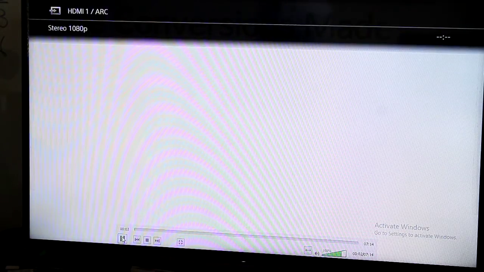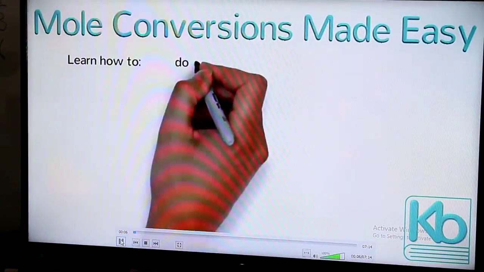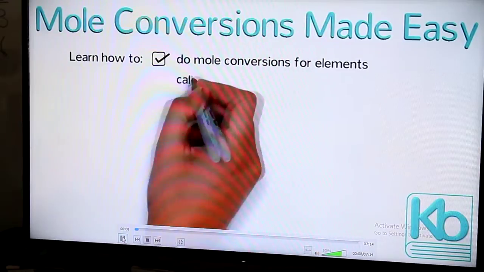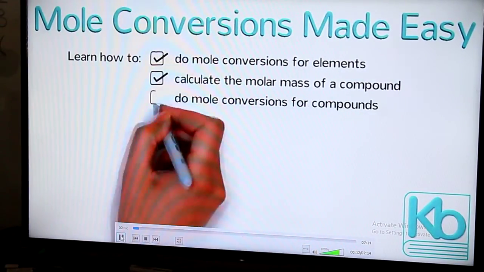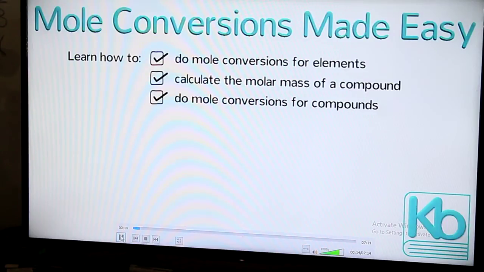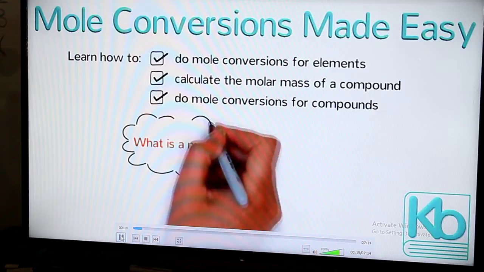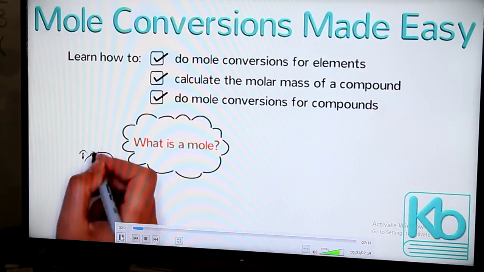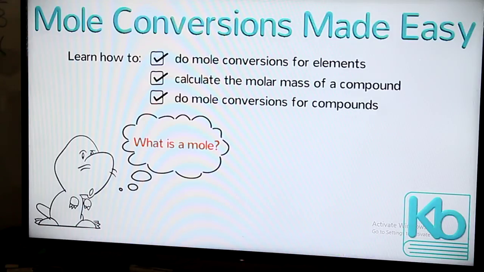Mole conversions made easy, brought to you by Book. In this video, we're going to learn how to do mole conversions for elements, how to calculate the molar mass of a compound, and how to do mole conversions for compounds. But before we jump into all that, you might be wondering, what is a mole? Well, there are lots of different moles in the world, but in chemistry, a mole is simply a large number of things. It's kind of like a dozen, only bigger.